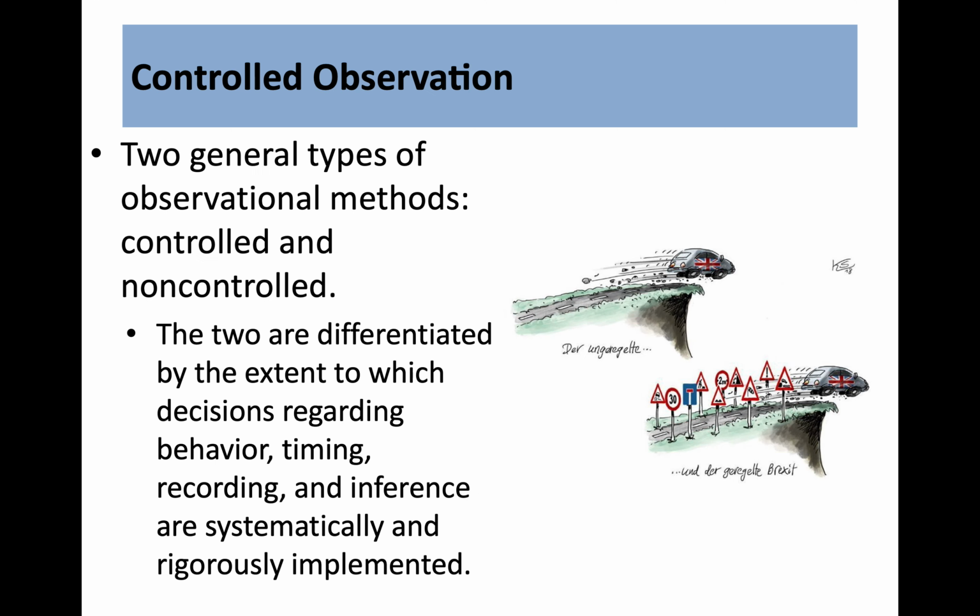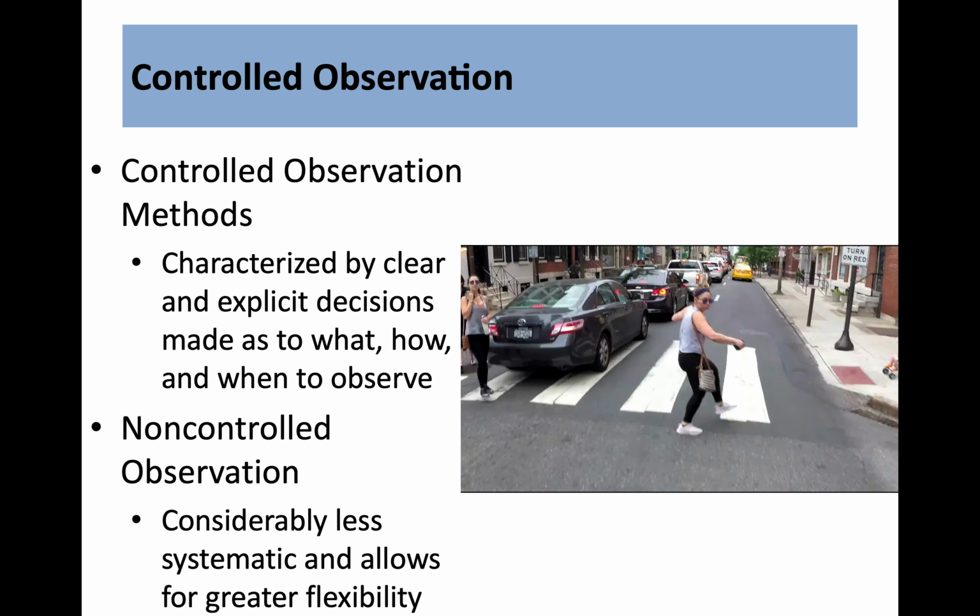Two general types of observational methods: controlled and non-controlled. The two are differentiated by the extent to which decisions regarding behavior, timing, recording, and inference are systematically and rigorously implemented. Controlled observation methods are characterized by clear and explicit decisions made as to what, how, and when to observe. Those are controlled observations. Non-controlled observations are considerably less systematic and allow for greater flexibility.